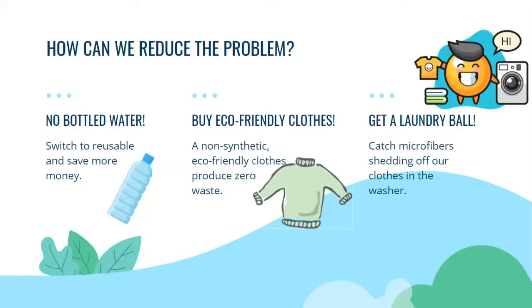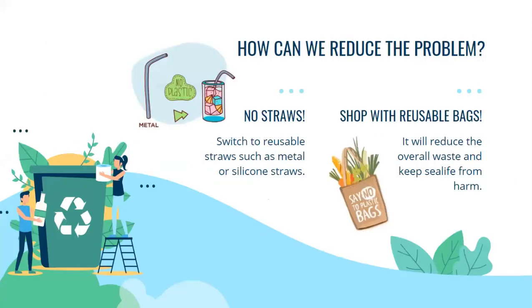Firstly, no bottled water, but instead use a reusable bottle and you can save more money. Secondly, buy eco-friendly clothes that produce zero waste, such as cotton. Do not buy clothes that use synthetic fibers such as polyester and nylon. You can also get a laundry ball that catches microfibers shedding off your clothes in the washer. Next, switch plastic straws to reusable straws and shop with reusable bags.